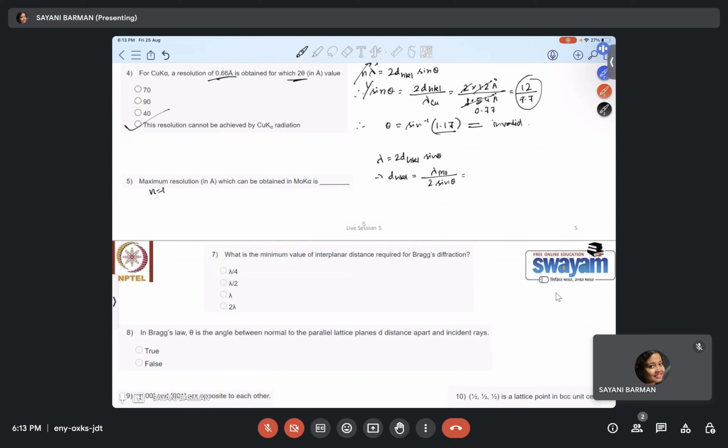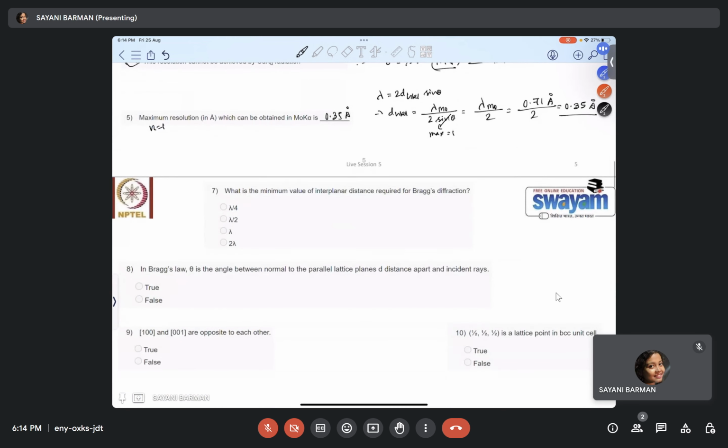Right, and sine theta max is how much? Theta can be 90 degrees, and the maximum sine theta value is 1. Then lambda molybdenum by 2. And the wavelength of molybdenum is 0.71 Armstrong divided by 2. So this comes around 0.35 Armstrong. This is the maximum resolution that can be obtained using molybdenum K alpha as a source.